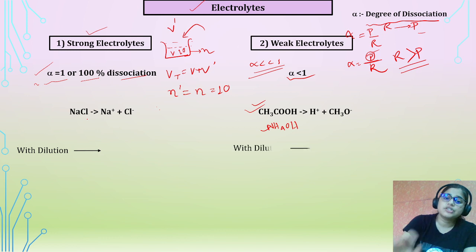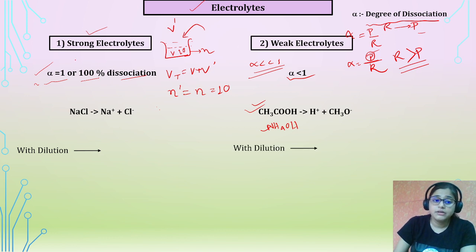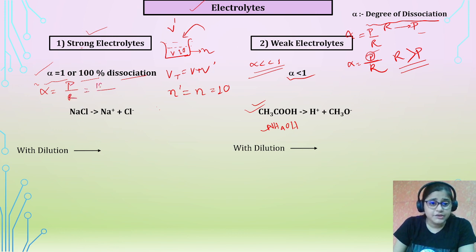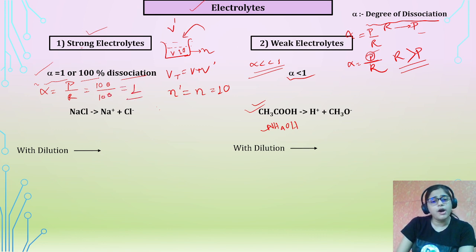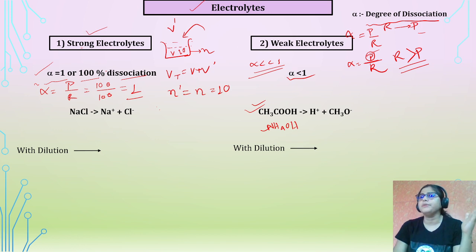Okay, so with dilution, what can be the alpha value of that strong electrolyte? After dilution, what will be the alpha value? We know the alpha value is product by reactant, right? Here 100% dissociation happens. It means if we take 100 molecules of reactant and 100 molecules of product have been formed, alpha will be 1. So now what is in the solution? What is left? Only product is there, right? The ions are there only. So after dilution, what will happen? They just have a bigger space to move. Nothing much. So the alpha value will never change because it is already the highest value.